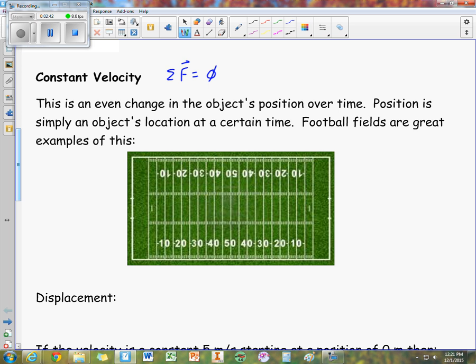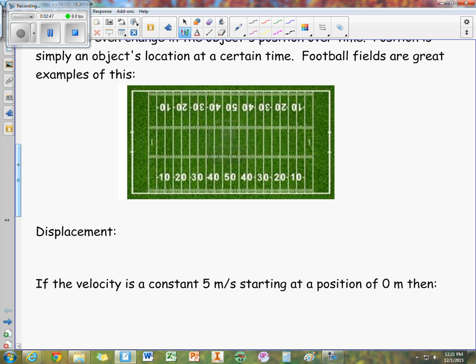Now, position is an object's location at a given time. And I think football fields are going to be a great example for this. So, for example, the ball may start on this 10-yard line, and it may travel to, let's say, the 50-yard line. So this first part would be x naught, and this final one will be x. The displacement, which is a vector, would be the final position minus the initial position. So in our football example, the displacement then would be 50 minus 10, which would be 40 yards. So the displacement would be 40 yards.